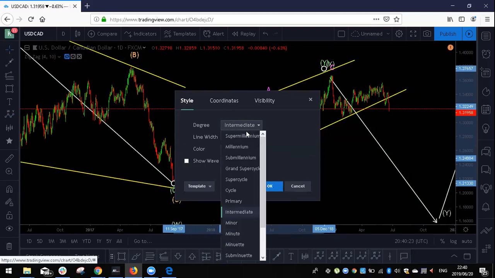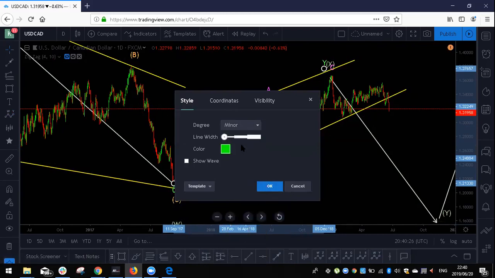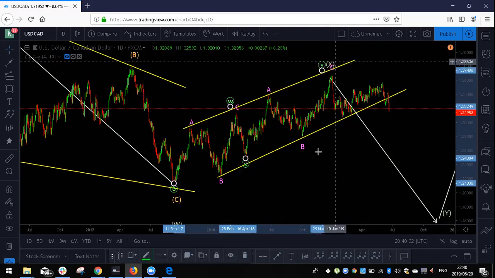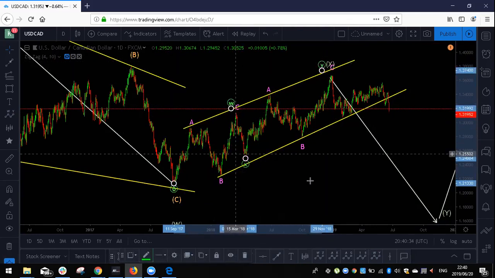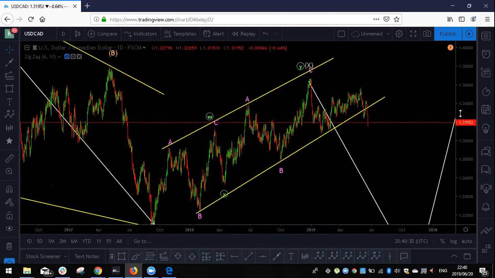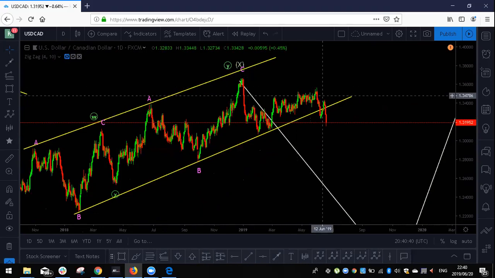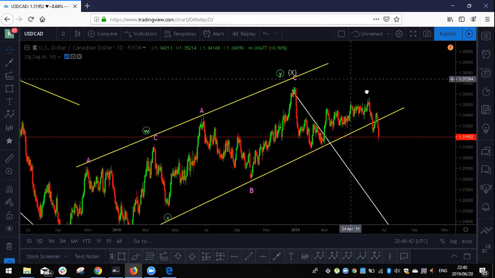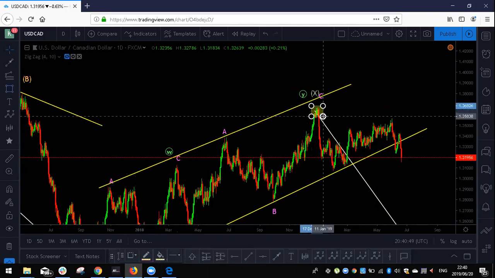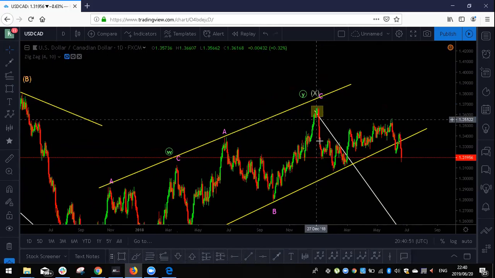Make it green. Then it's a minor. Let me make it a minute degree, just so it looks different from that one. Okay, so the inner structure is done. You can see I did post this sell. You see this sell from there? Yes, me and my group, we did get this sell.